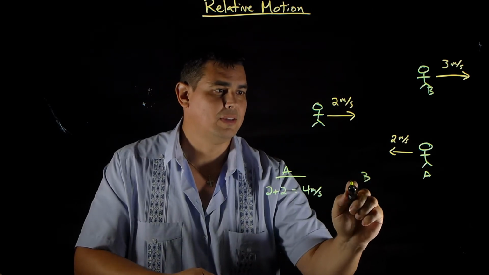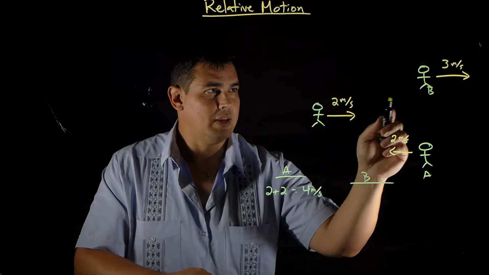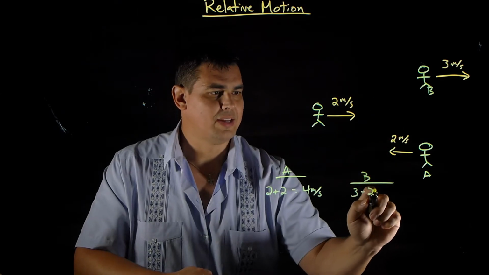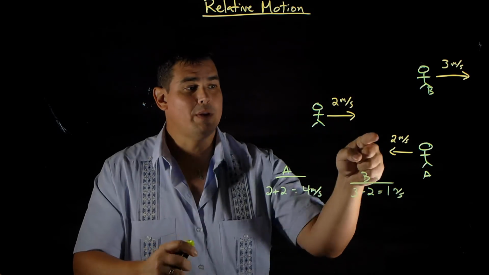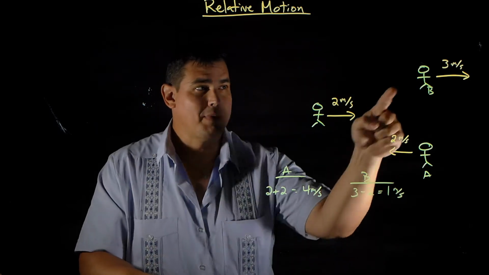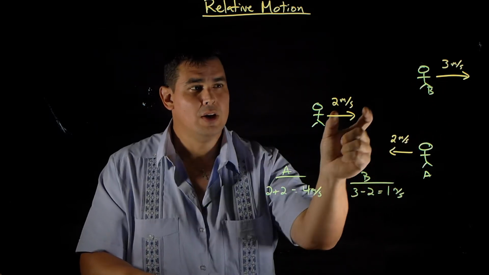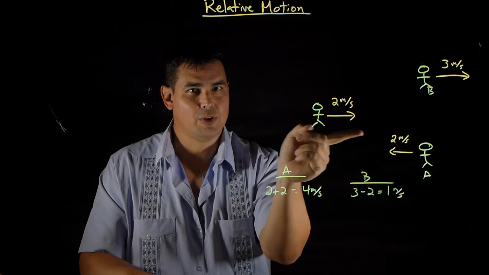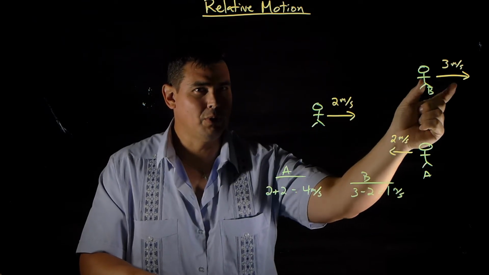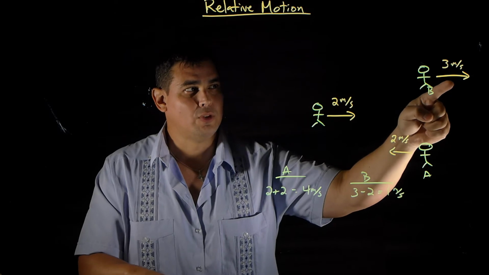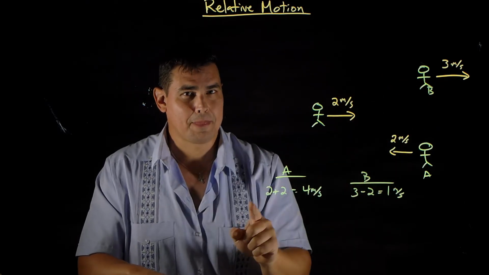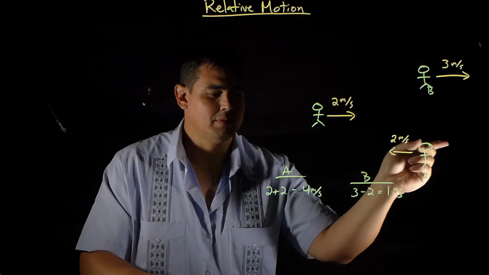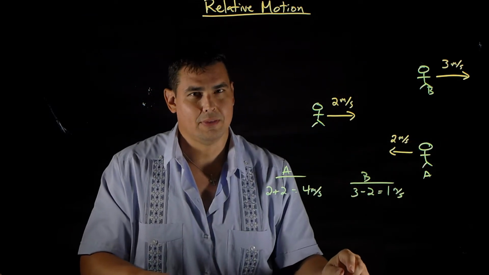So for B, it's going to be 3 minus 2. So you're going to see each other going 1 meter per second. So in reality, what's going to happen? This person's going a little faster, right? So your 2 meters per second that you're going forward is getting canceled out by 2 of his, and it's left over with 1 here. So you see this person as going 1 meter per second this way, right? It's a little bit faster.